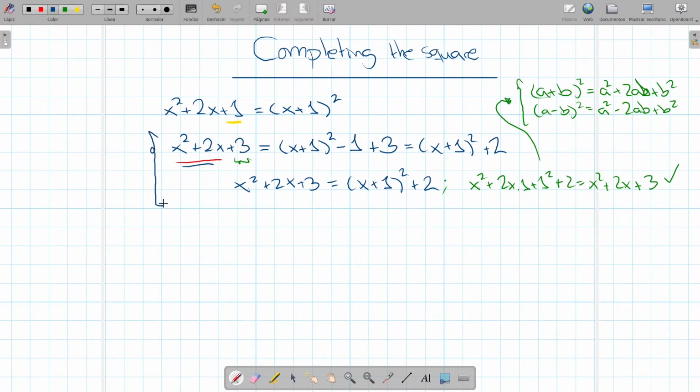We need to use the notable products, and if we don't have the exact notable product, we subtract what we don't need and we add what we need. Let's do some exercises, and you will see that you can use a method for this. Imagine you have something like this. Okay, exercise A, and this is the example.